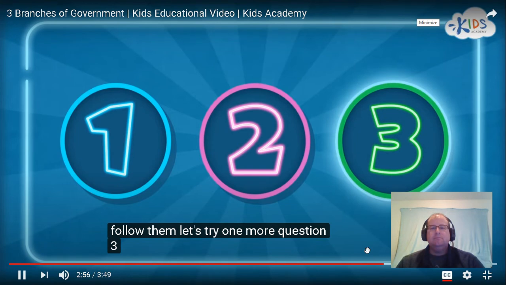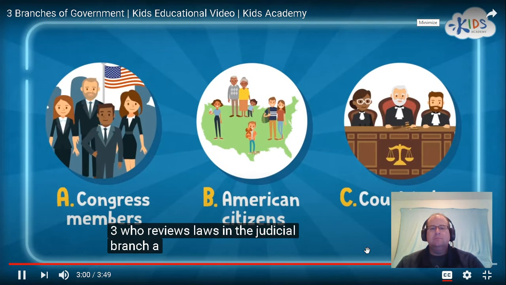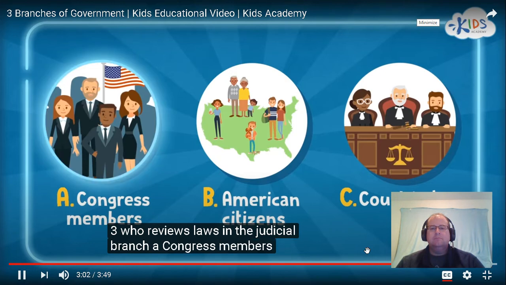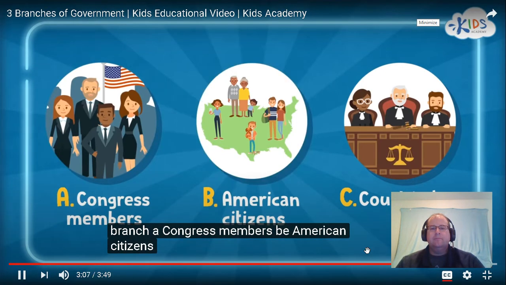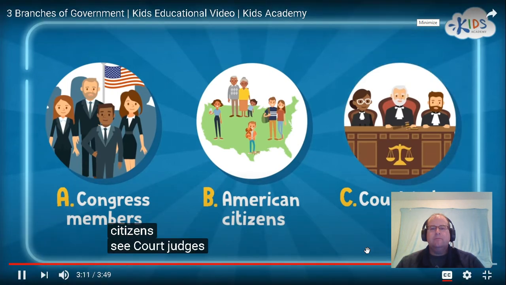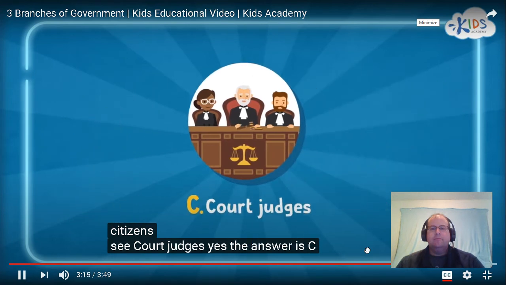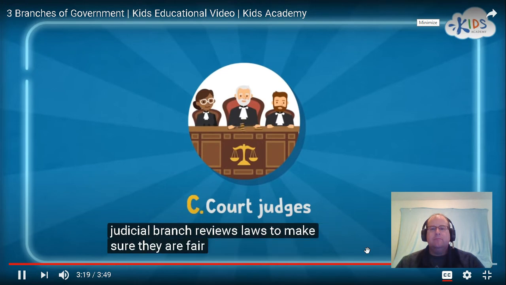Question 3. Who reviews laws in the judicial branch? A. Congress members. B. American citizens. C. Court judges. Yes. The answer is C. The judicial branch reviews laws to make sure they are fair.